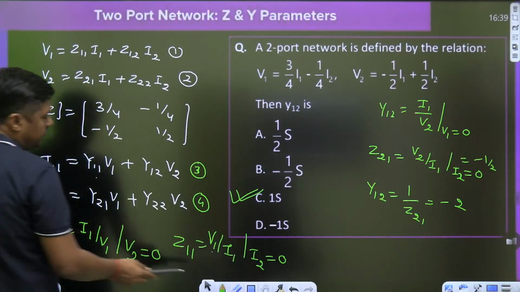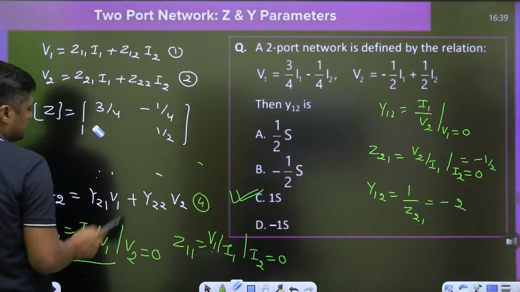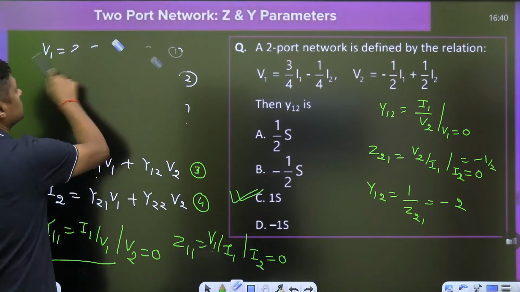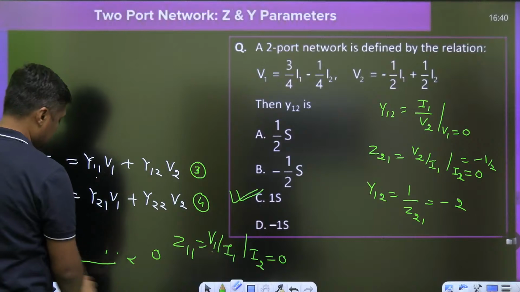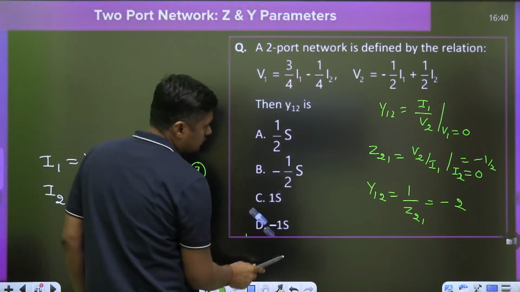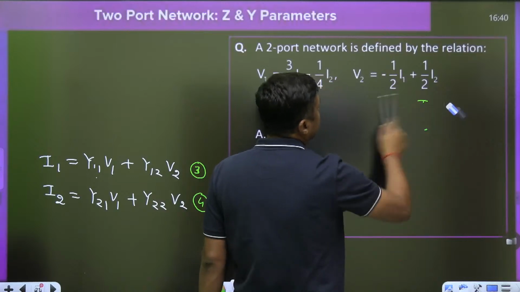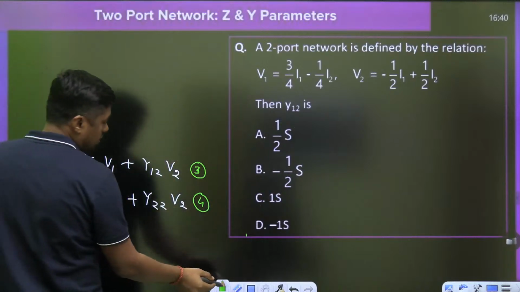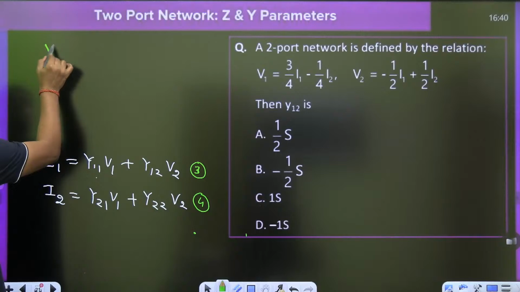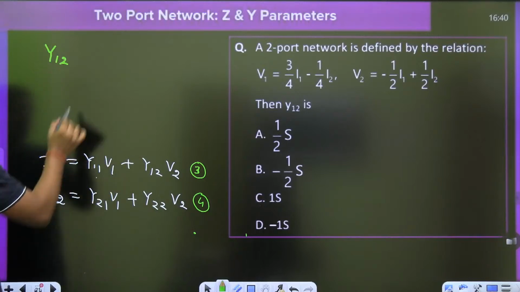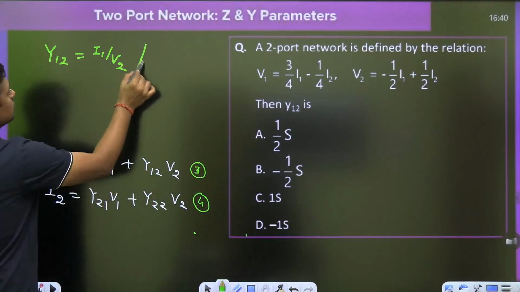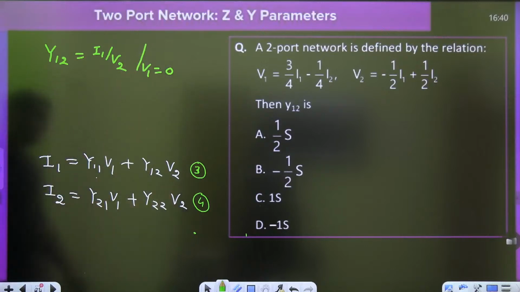For example, if you have this, already we have found the answer. But suppose this is given and from these two equations we want to find y12. So what is y12? y12 is equal to I1 upon V2 with V1 is equal to 0. This is the condition, V1 is equal to 0. From this you can find.